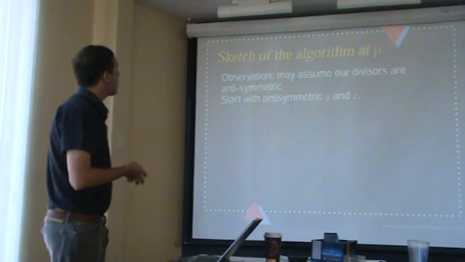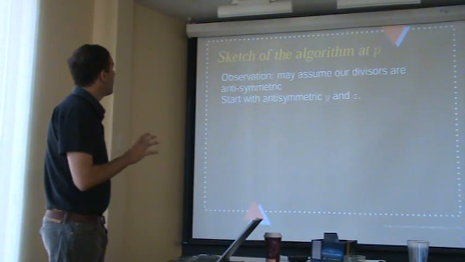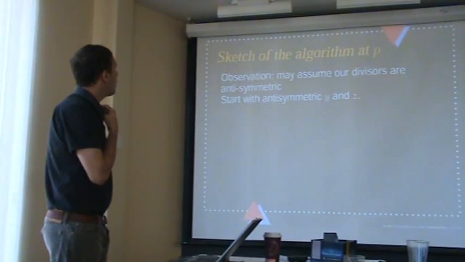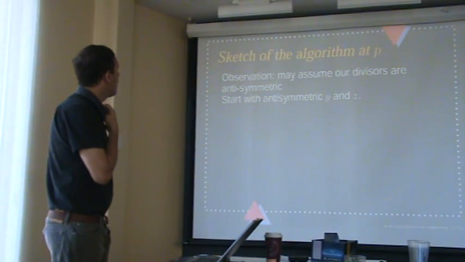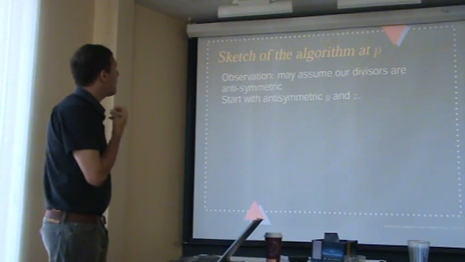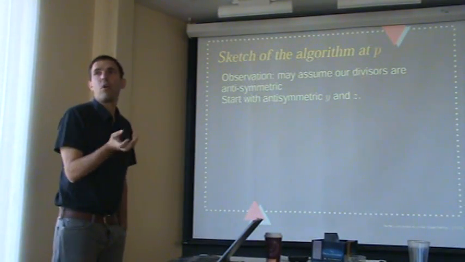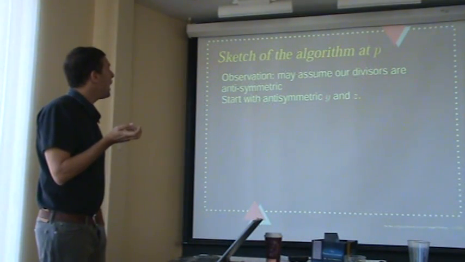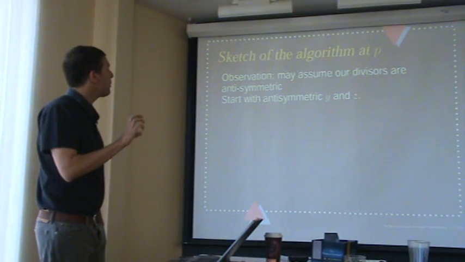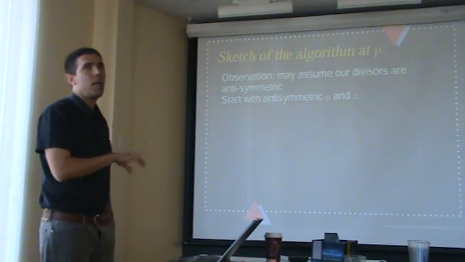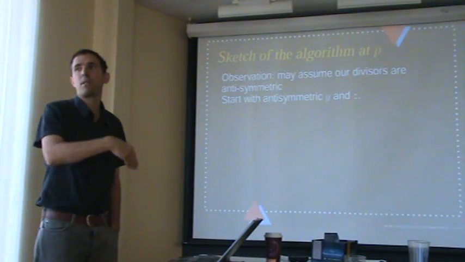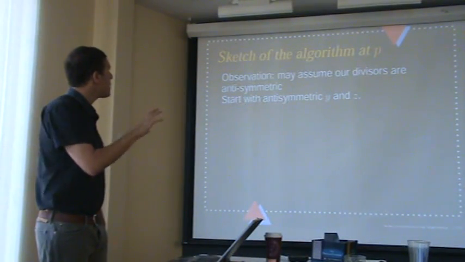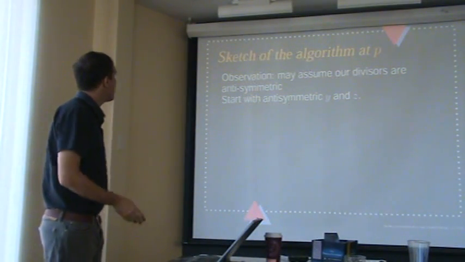Okay, so now let me explain the algorithm at p. What does one do? First of all, I only need to consider antisymmetric divisors. Again, I'm on a hyperelliptic curve, and antisymmetric means with respect to the hyperelliptic involution. The reason is that otherwise the divisors split into antisymmetric and symmetric ones, and the symmetric ones come from P1. You basically know what to do with P1, so really you only have to consider antisymmetric ones.